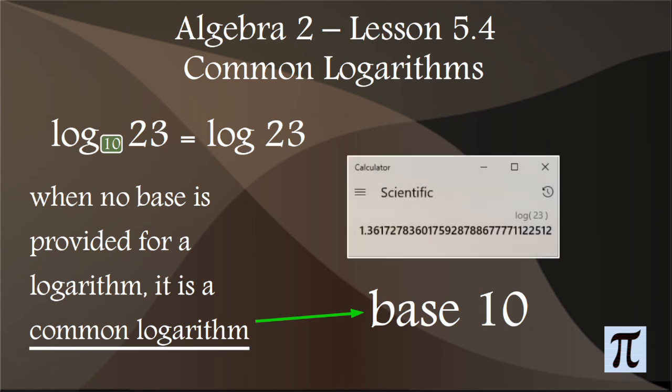And if we were to put this into a calculator, we'd find that the log of 23 is 1.36172 and a bunch of nonsense. So what that means is 10 to that weird number is equal to 23, which makes some sense. 10 to the 1 power would be 10, and 10 to the second power would be 100. So 10 to the 1.3617, the answer would be somewhere between 10 and 100.